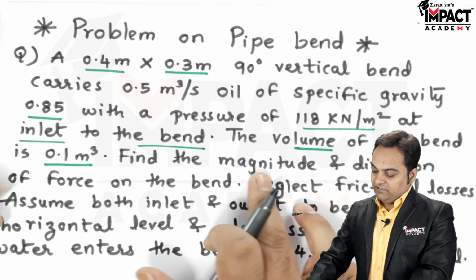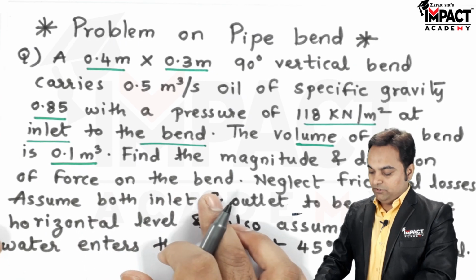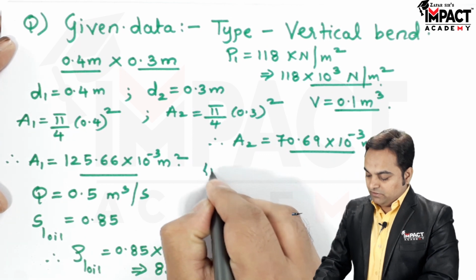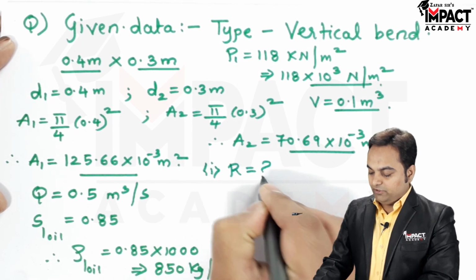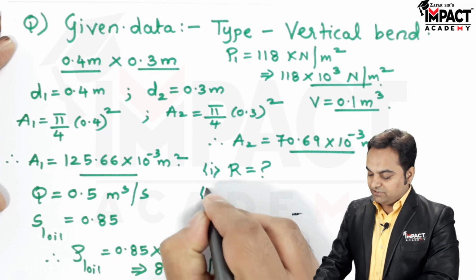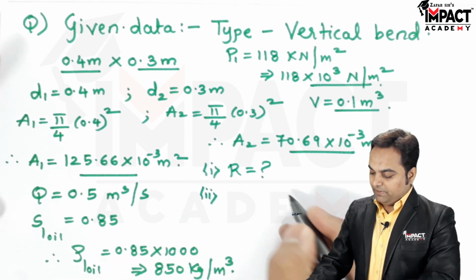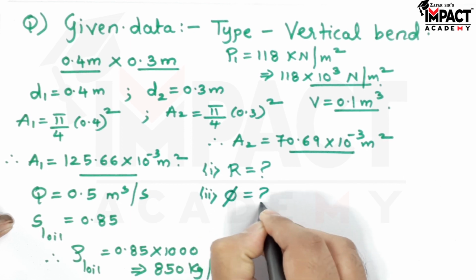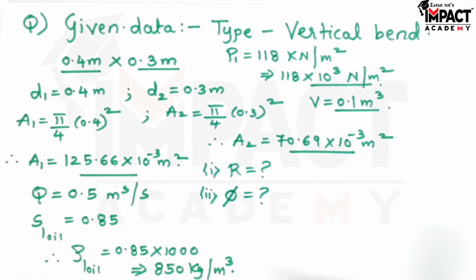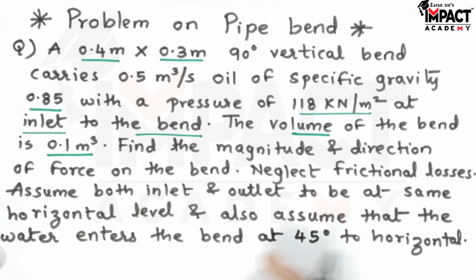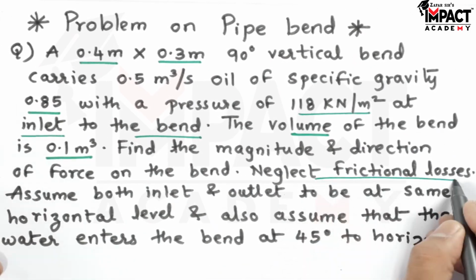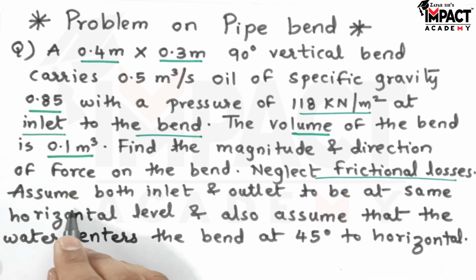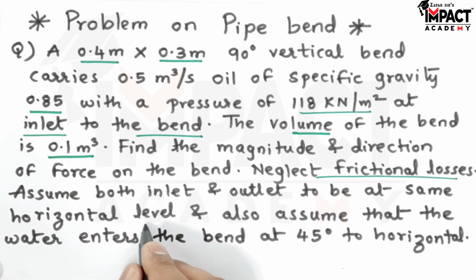Next, find the magnitude and direction of force on the bend. So we have to find out the magnitude of the force, and that would be called the resultant force which is acting on the bend, and its direction, I'll write it as phi, that is the direction where the resultant force is acting on the bend. Then it is also given, neglect the frictional losses, so we don't have to consider the forces due to friction or the head loss due to friction.